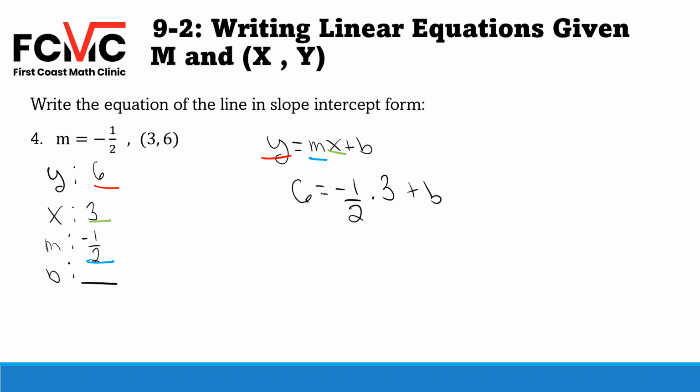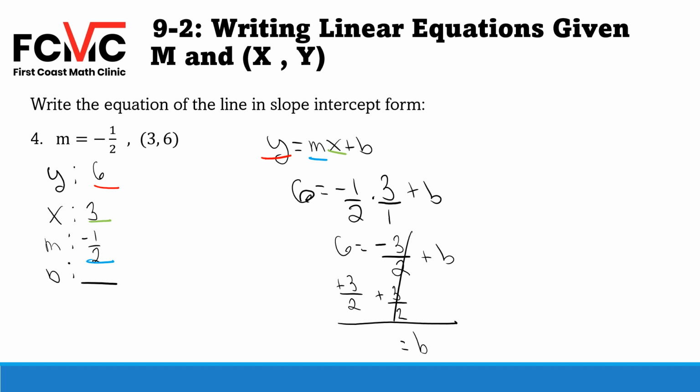I get 6 equals -1/2 times 3 plus b. I'm going to put the 3 over 1. Multiply straight across. So I'm going to get -3 over 2 plus b. So we've got to get that b by itself. So I'm going to add 3 over 2 and add 3 over 2. So 3 over 2's cancel out on the right. So we're going to get b is whatever the result of 6 plus 3 over 2 is.